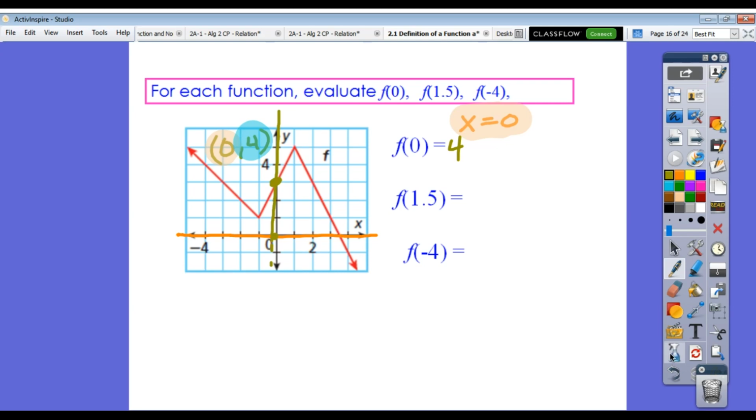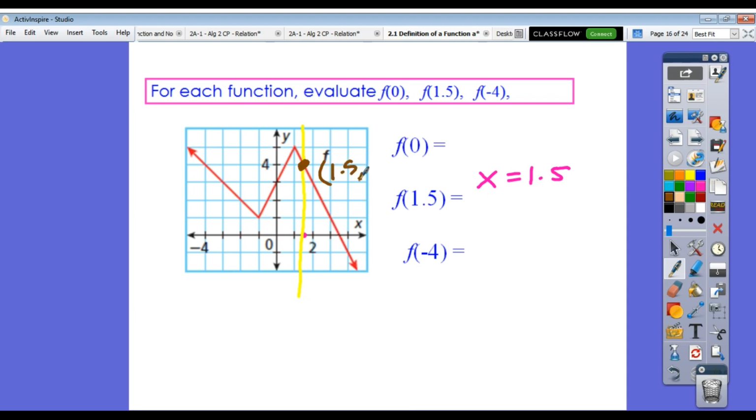Get it? One more time. f(1.5). The meaning of that is x equals 1.5. Where's 1.5 on the x-axis? Right on this pink point. If you draw a line, where do the pink point and the red graph cross? They cross right here. What is this brown point? That is 1.5, comma, what's the y value? 4. So f(1.5) is 4.